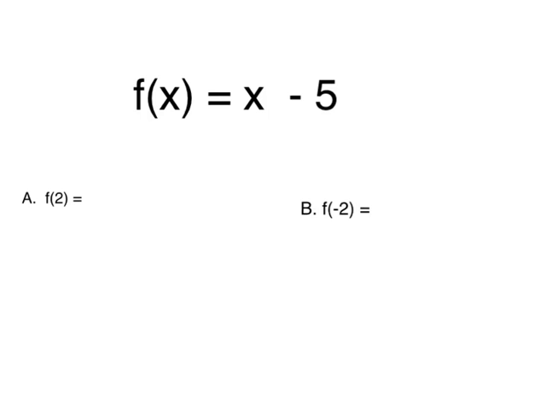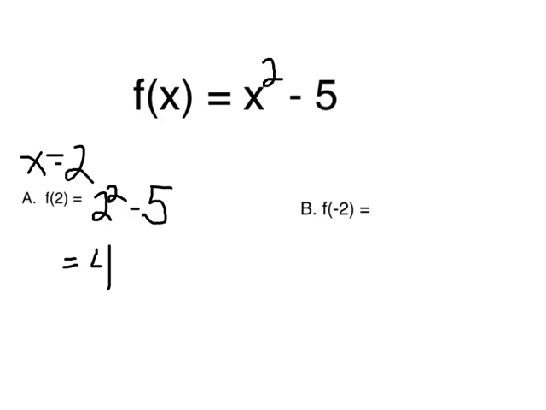Now let's do one more example. For this one we have x squared minus 5. So for a, we're going to substitute, what does x equal? X equals 2. So we'll substitute that in for our variables. So we'll have f of 2 equals 2 squared minus 5, which equals 4 minus 5. Let's change this into an addition problem, plus -5. We end up with -1.